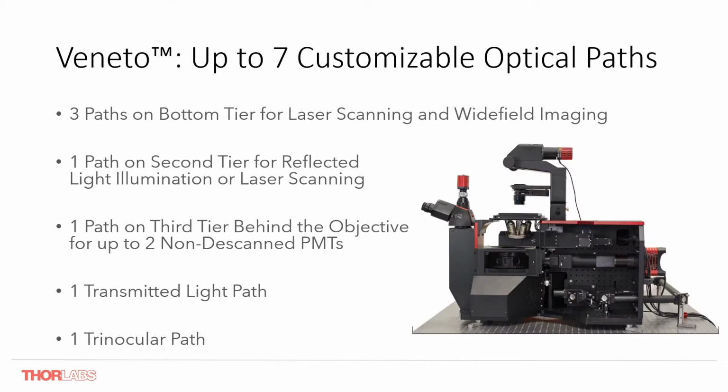The core of the Veneto is its unique ability to have up to 7 optical paths that can be individually selected by the operator. This allows developers to share valuable table resources, such as lasers and modulators, between different imaging modalities and be able to quickly and accurately switch back and forth.